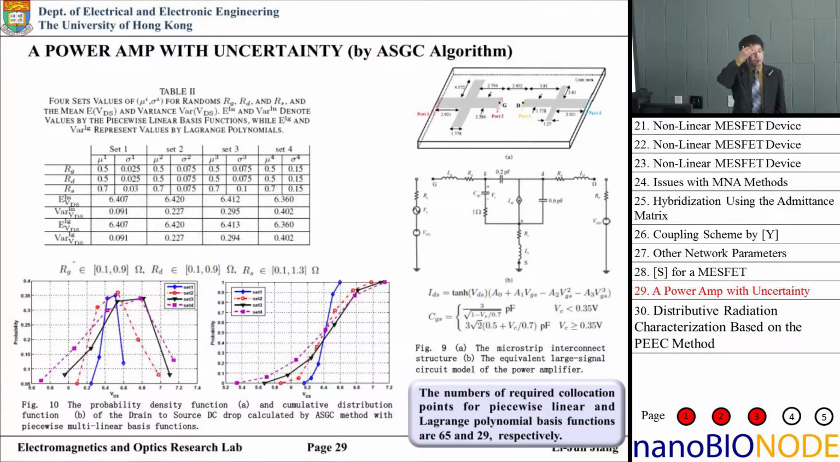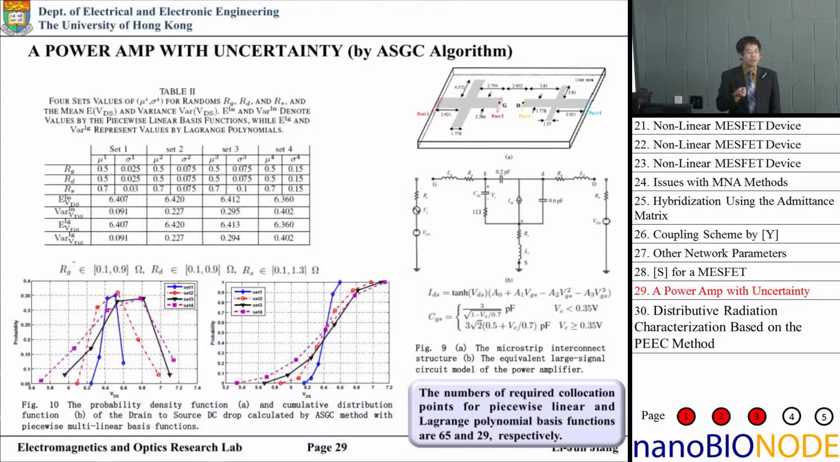And when you have an EM circuit problem, you could have uncertainty. Your components could have a certain changing range. Then how to consider that? We can add the uncertainty stochastic process into the DG simulation, but if we change the kernel, it's very complicated. So one way is to do non-intrusive stochastic simulation.